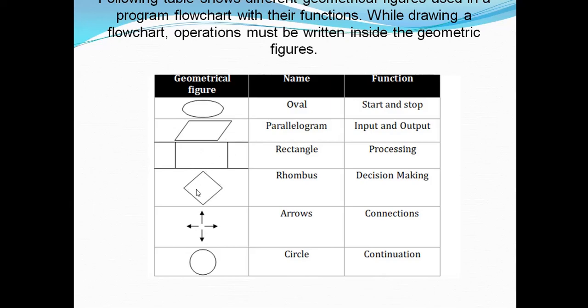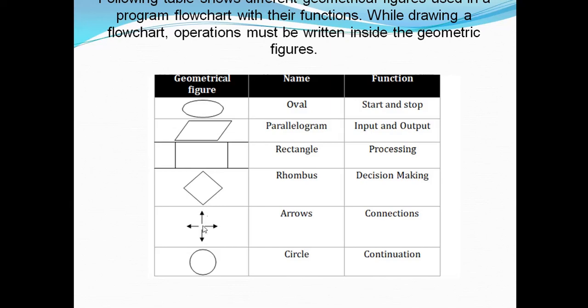And the fourth one is the rhombus symbol. The use of this symbol is for decision making. For decision making, we use the rhombus symbol.